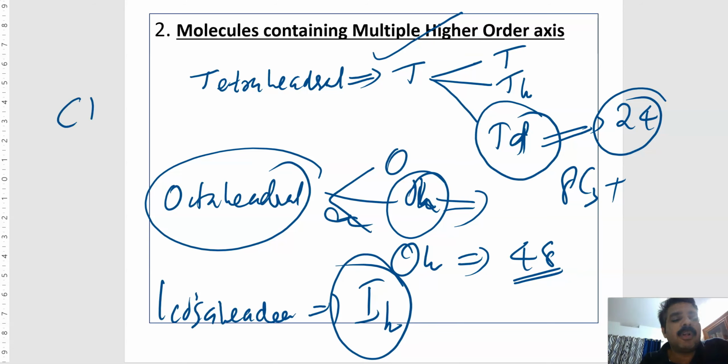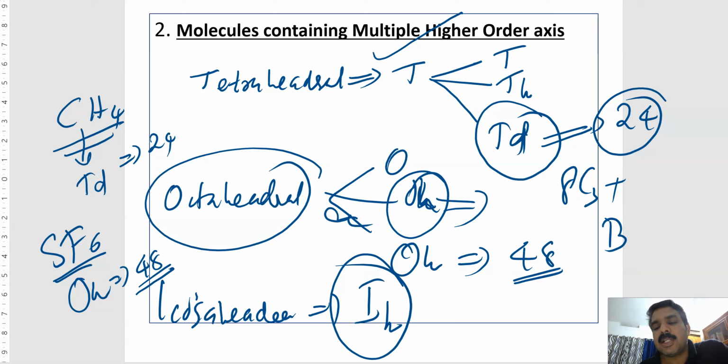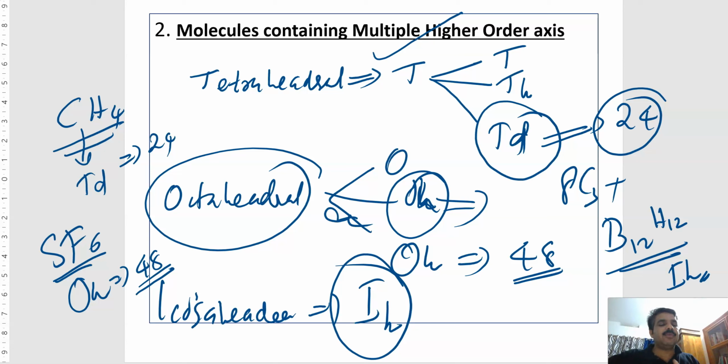For example, the point group of CH4. CH4 is a regular tetrahedron. Its point group is TD. Number of symmetry elements is 24. For example, SF6. SF6 is a regular octahedron. Therefore, its point group will be OH. The order of the point group is 48. Like that, molecules like B12H12 are icosahedral molecules. Its point group will be IH. So these are the different types of point groups.